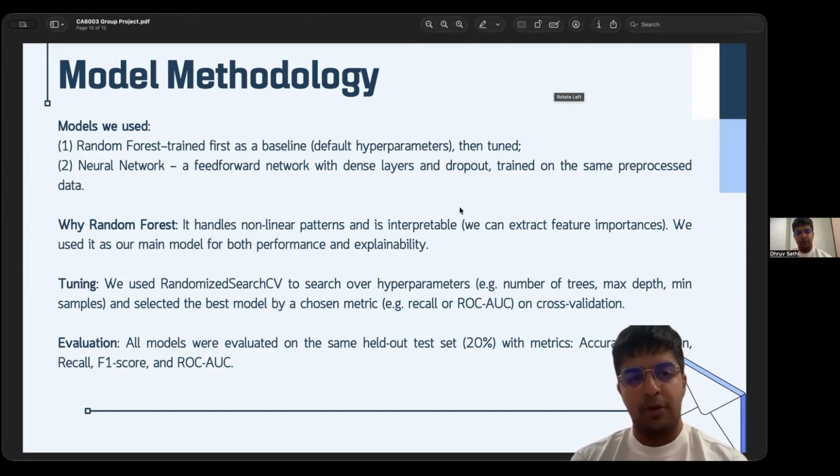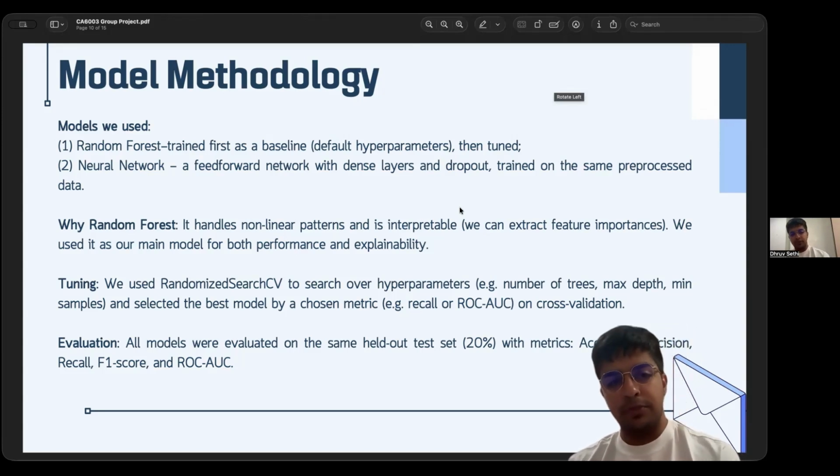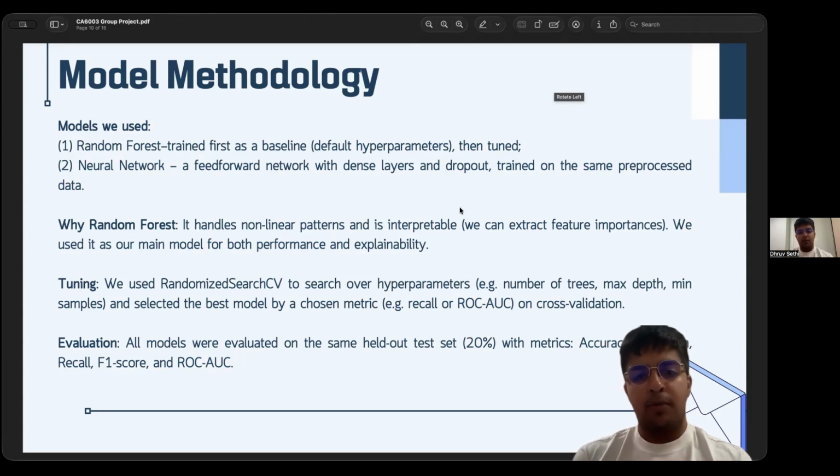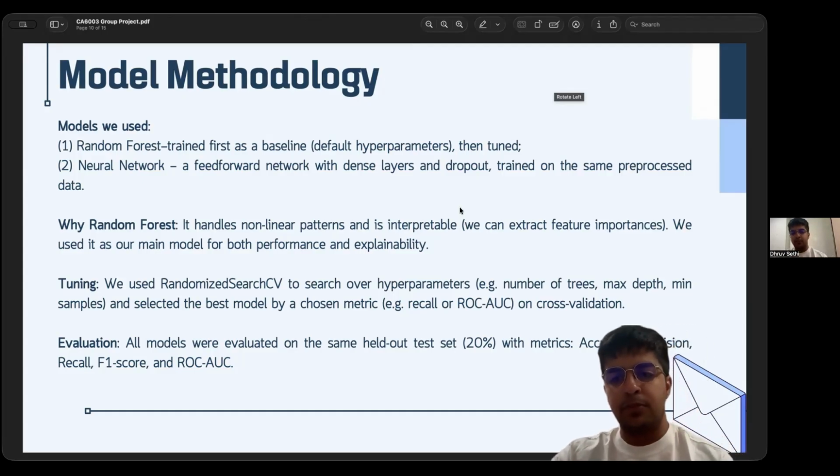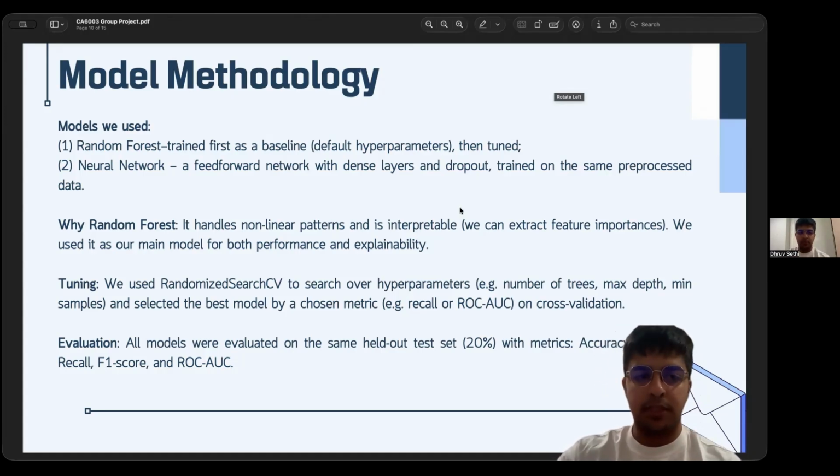So that was for the base model, and then we tuned it using a library called randomized search CV. We chose the best model according to the ROC AUC metric, looking at the area under the curve, which we'll also show you in the coming slide. All our models were held out on the test set, which was, as we mentioned, an 80-20 split. So on that 20% we measured accuracy, precision, recall, F1 score, and ROC AUC.